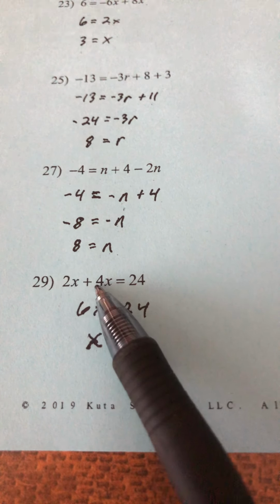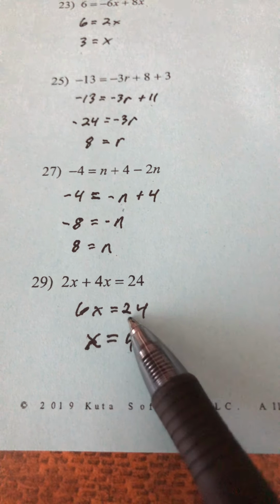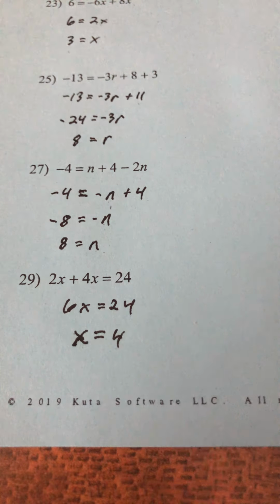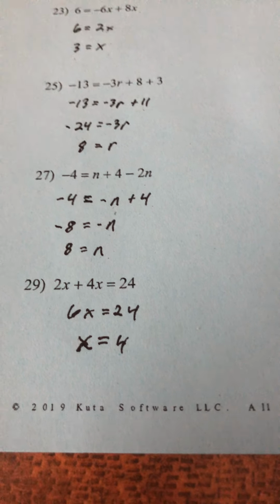I'm putting my 2x and my 4x together. I get 6x. And then I divide by 6, and I get x equals 4. Okay. Hopefully that helps. Try the evens on your own. At least get the like terms combined. At least do that step, if you can go further, and hopefully this helps.